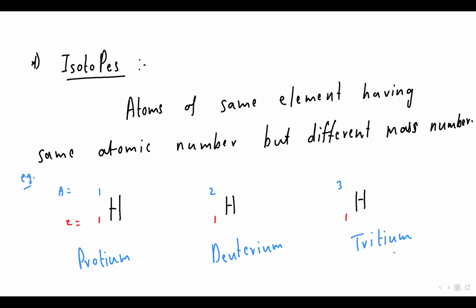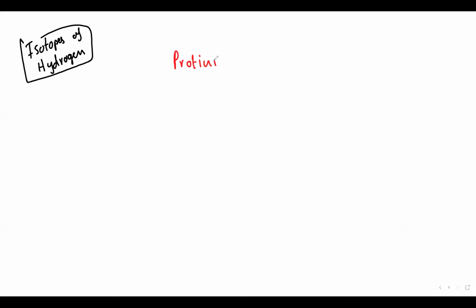So how many isotopes are there? These are isotopes of hydrogen. What are their names? The first is protium. The second is deuterium. The third is tritium. Okay.